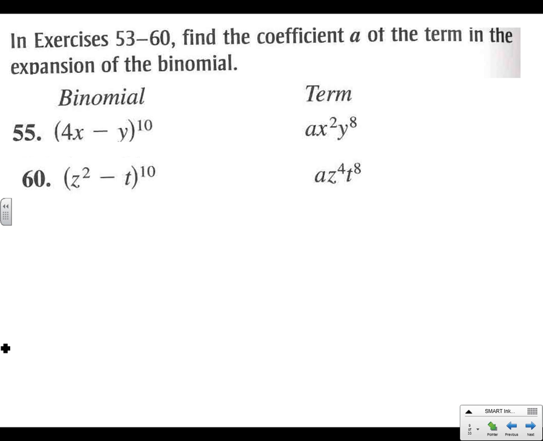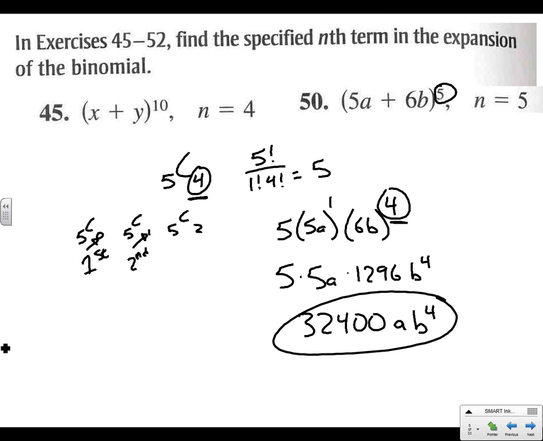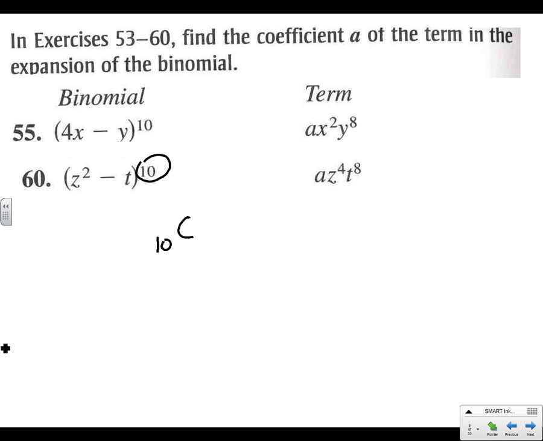All right, 60. Let's find the coefficient of A here. If we're doing the term where we get Z to the 4th and T to the 8th, we know this is going to be 10C something from here. If we flip back here and look at the last one, if the second term has a 4 on it, we got a 4 over here. Let's look at what the second term has on it, an 8. So we're going to also use an 8 right here.